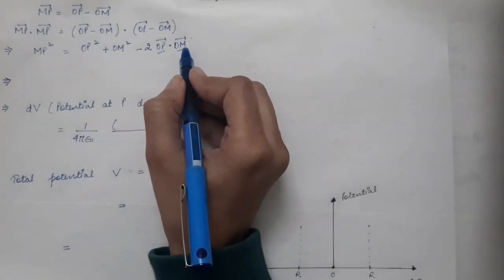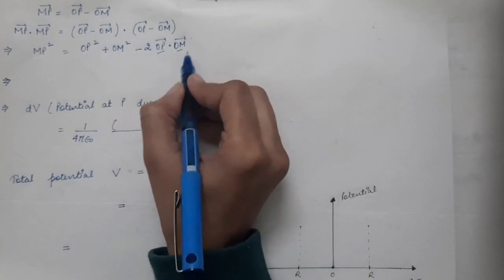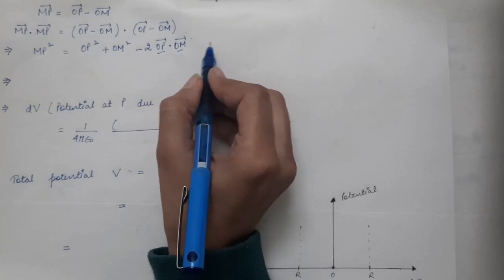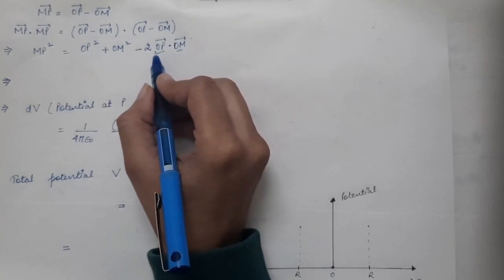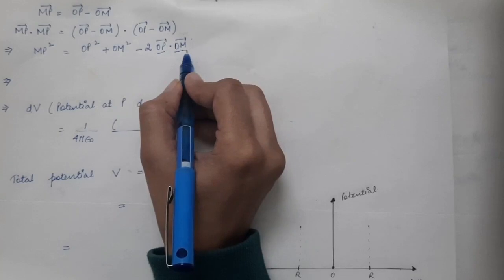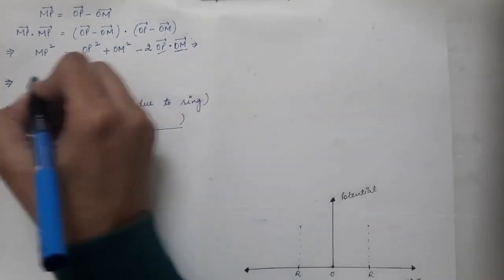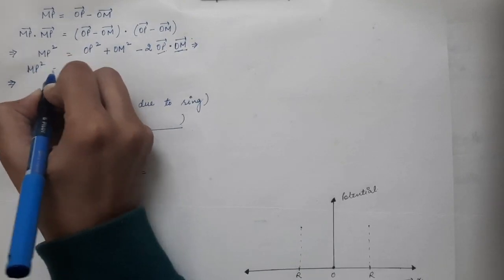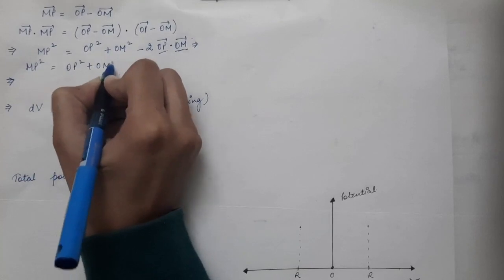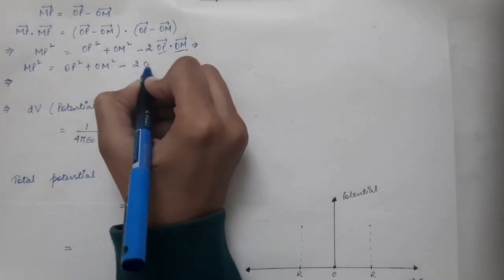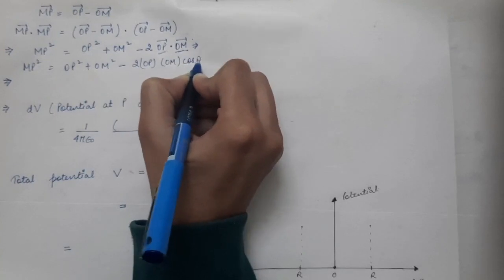OP vector dot product with OM vector will be equal to magnitude of OP vector into magnitude of OM vector into cos of angle between these two vectors, and we have already said the angle between OP vector and OM vector is equal to theta. So MP square will be equal to OP square plus OM square minus 2 OP into OM into cos of theta.